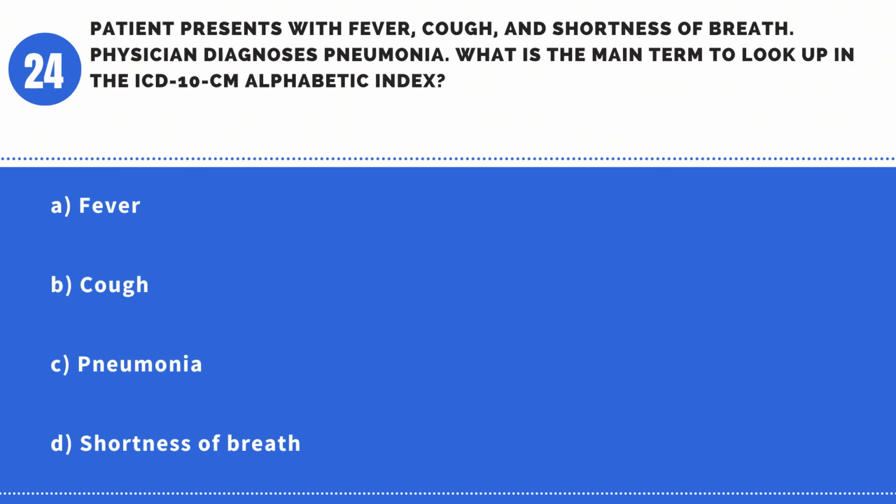Question 24. Patient presents with fever, cough, and shortness of breath. Physician diagnoses pneumonia. What is the main term to look up in the ICD-10-CM alphabetic index? A. Fever. B. Cough. C. Pneumonia. D. Shortness of breath.